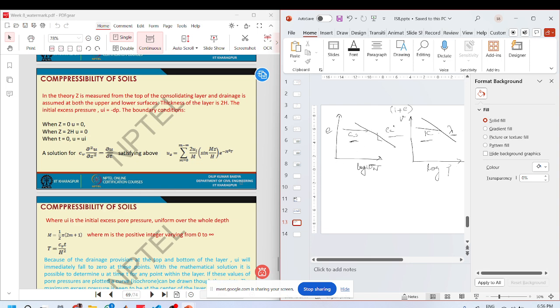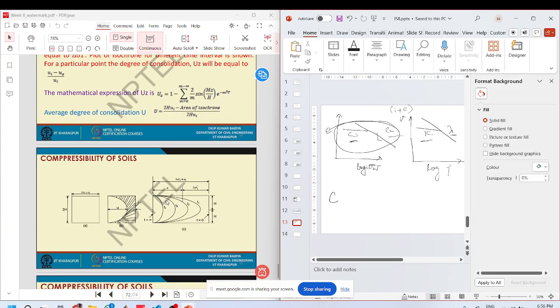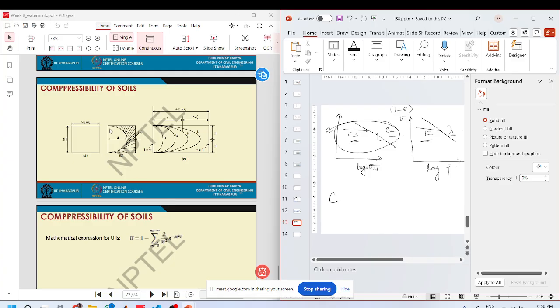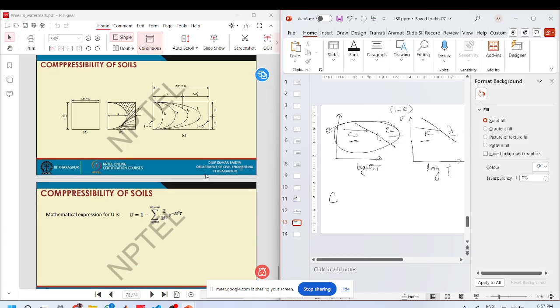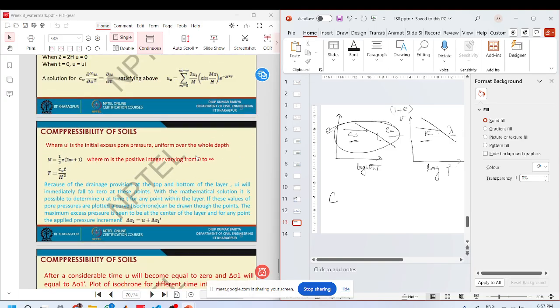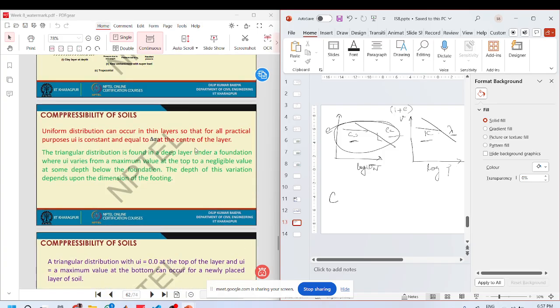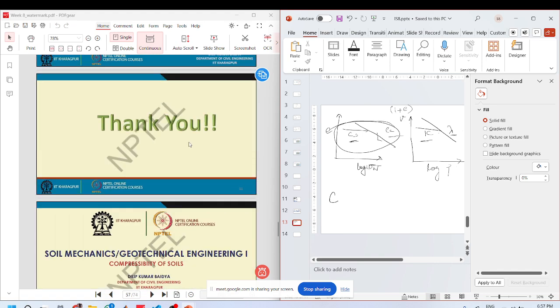So these are the parameters that you want to know. Let's discuss. Okay, this is what I was talking about, that you will know the profile at different time periods, but the settlement you can calculate without drawing the profile.